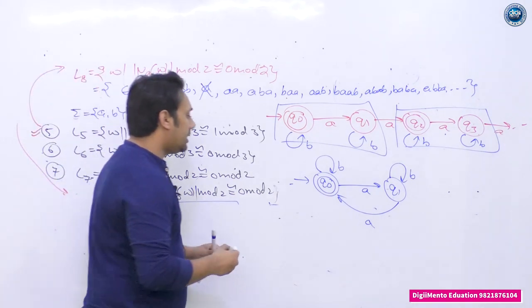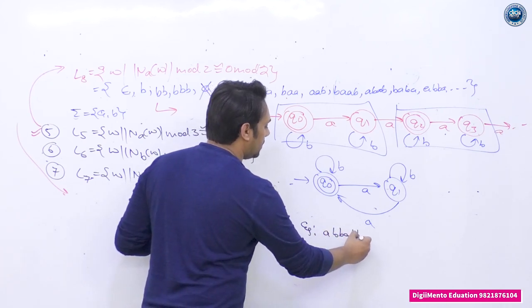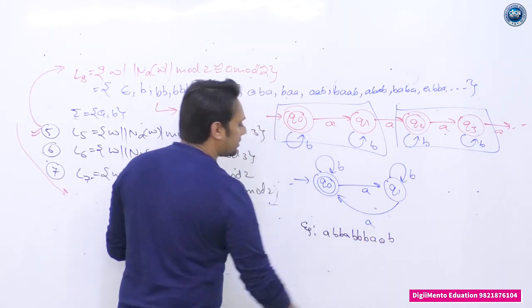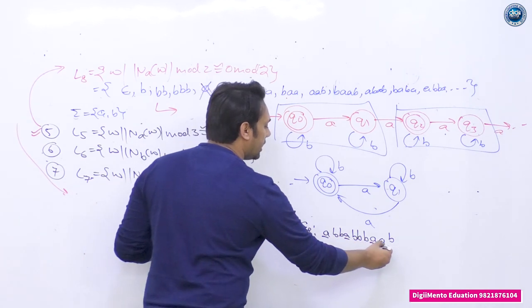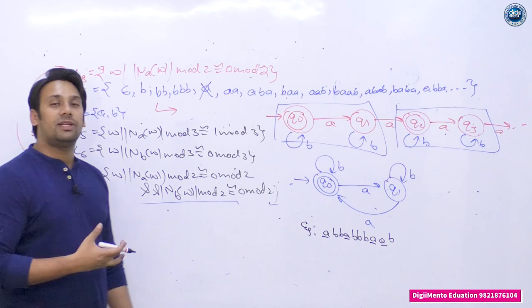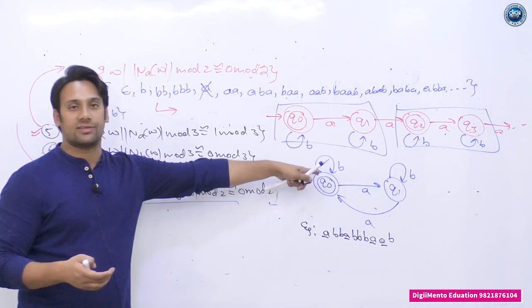For example, let us say you have a string which is ABB, ABBB, AB. So in this string, how many A's are there? 1, 2, 3 and 4. There are 4 A's. 4 A's means it is an even number, so the number of A's is even. So this string should be accepted.